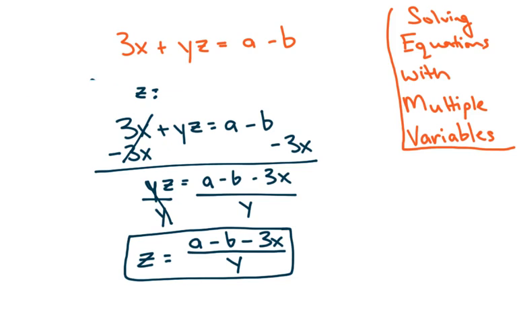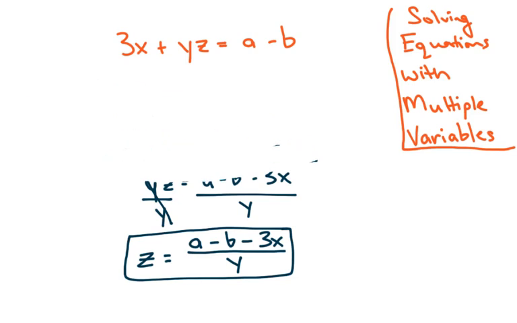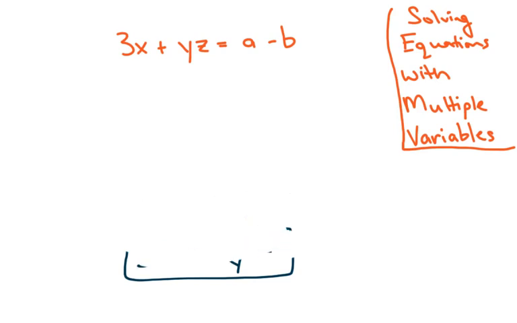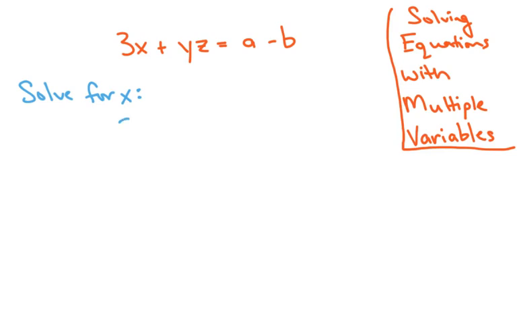So I want to look at one more example with you very quickly using this same concept. So same exact equation even. You could be asked to solve for x. Okay, it's going to be very, very similar. So if I were asked to solve this equation for x, or in terms of x, is often how that gets asked. Again, I would start with my same equation, 3x plus y times z is equal to a minus b. Then I would subtract yz from both sides.